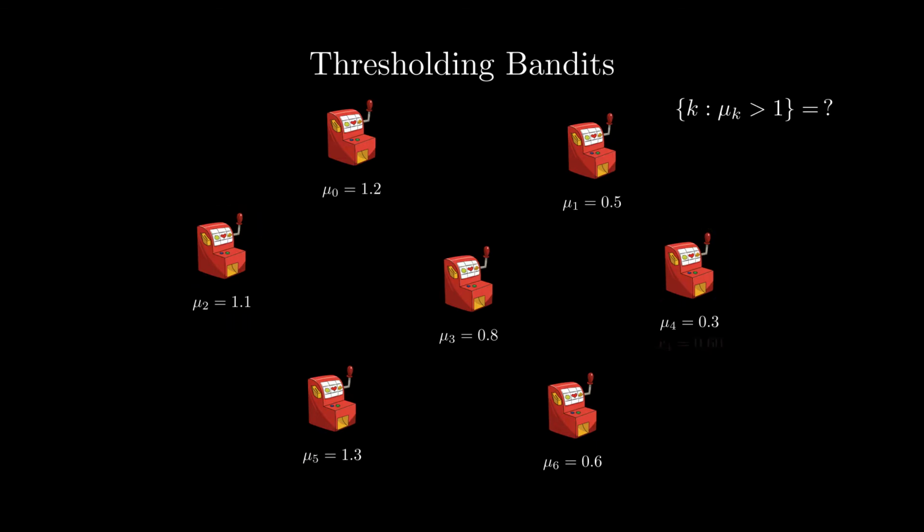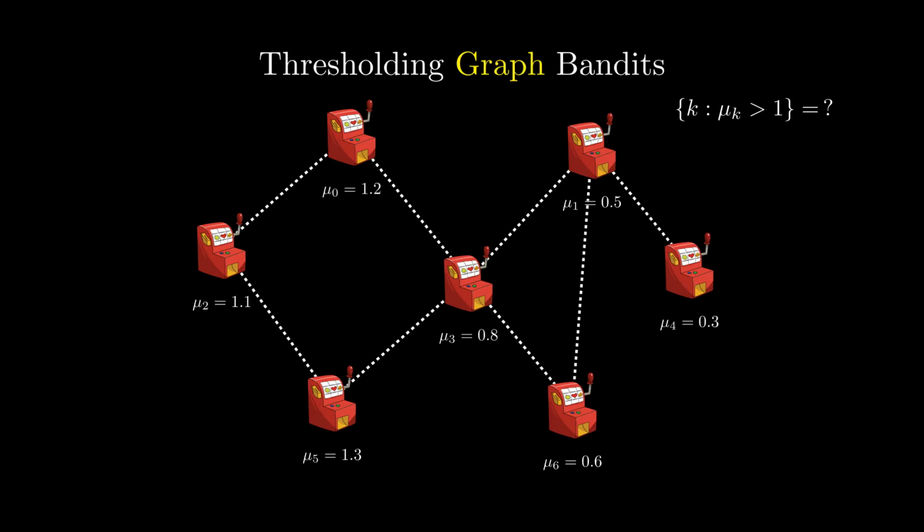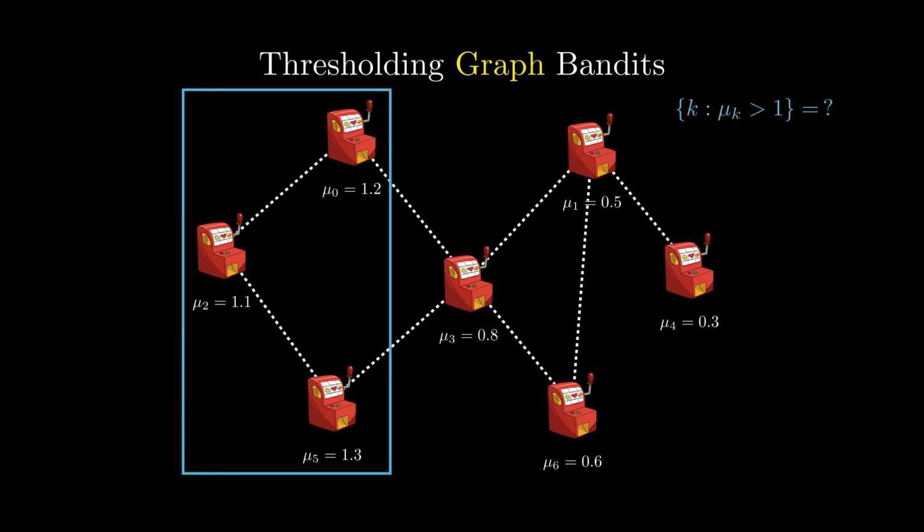This thresholding bandits problem has been addressed by a few groups in recent years. In this work, we modify the problem setup to introduce a new information source. If we have information about how the means of the arms are expected to be correlated with one another in the form of a graph, then how much easier does this problem become to solve?